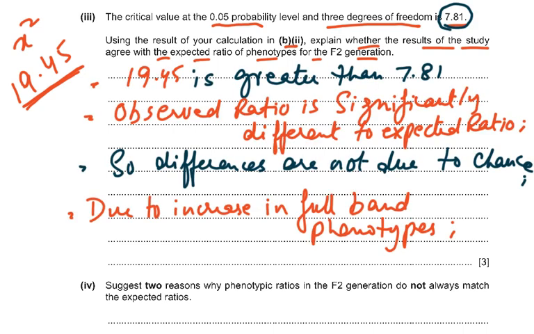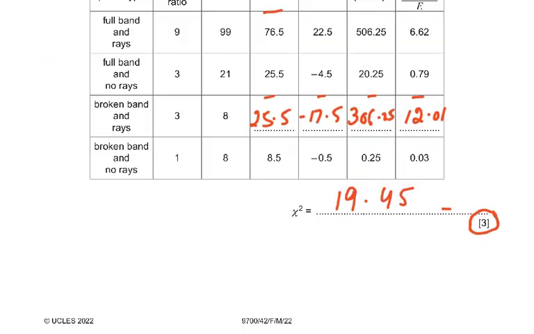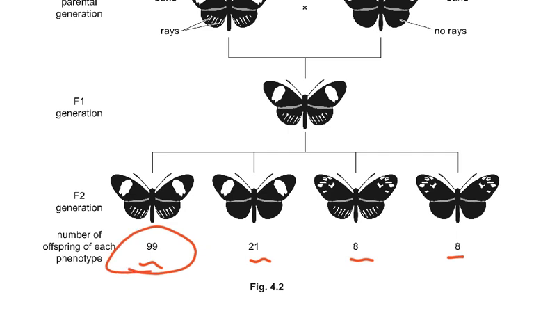So the fact that you wrote that the x square value 19.45 is greater than 7.81, and then the observed ratios is significantly different to the expected ratios. Expected ratios was 9:3:3:1. This is not 9:3:3:1. It's very different. So differences are not due to chance, due to an increase in full band phenotypes. You see, the full band phenotypes are much more. If you look at this one here, the full band phenotypes are much more. They're 99.